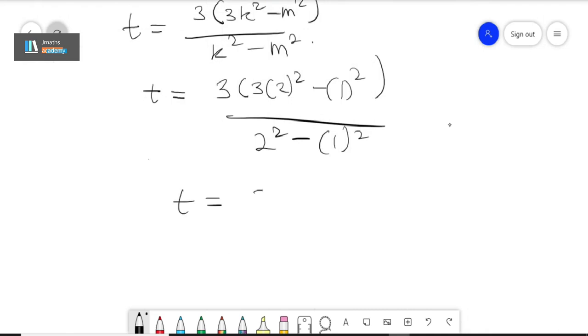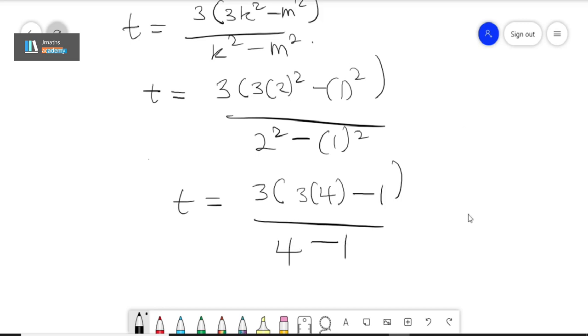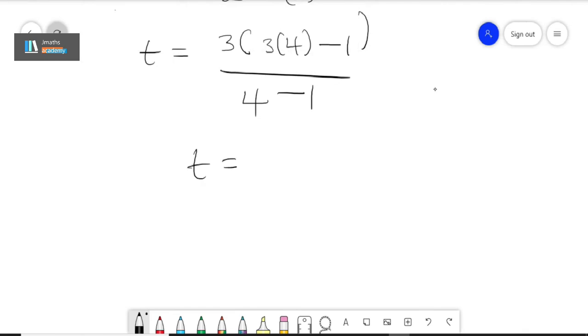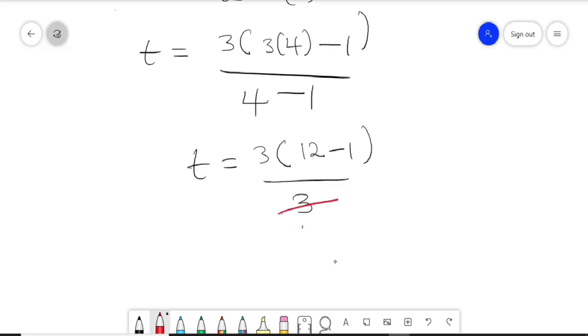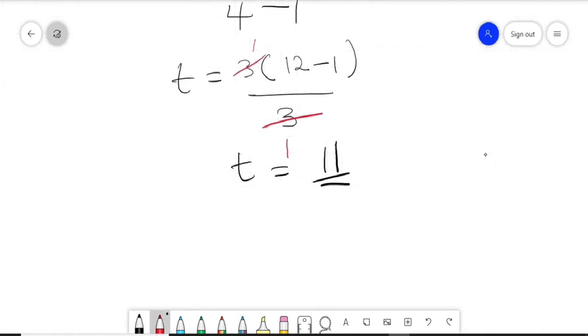So we have our t to be equal to 3 open bracket 3 multiplied by 4 minus 1, over 4 minus 1. So our t is equal to 3 open bracket 3 multiplied by 4 is 12 minus 1, over 4 minus 1 is 3. So here we can easily cancel out 3 here and 3 here. We are left with t to be equal to 11. Hence, our value for t is equal to 11.